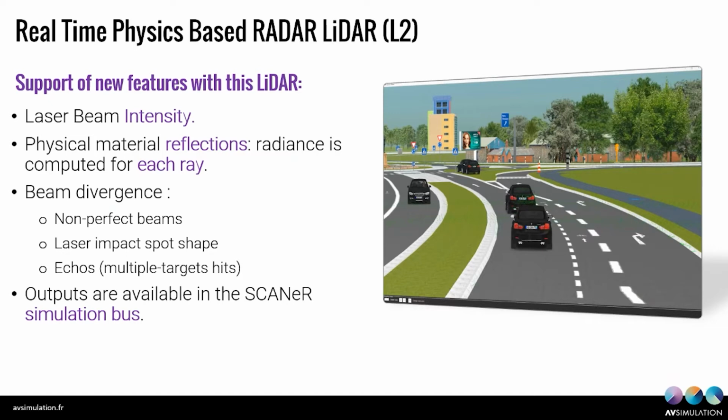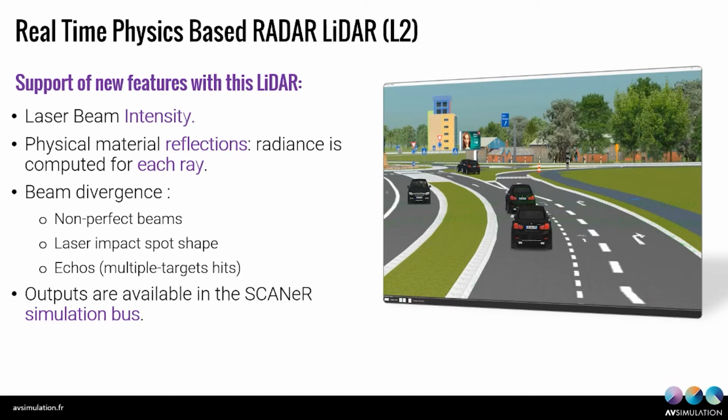of the laser beam. Also, as you can probably understand after this presentation, we will take into account the different properties of the materials in your terrain. The radiance of your LiDAR will be computed for each ray, and we will take into account the different physical properties of your scene. Also, for the beam of your LiDAR, you will be able to use non-perfect beams. So you can, for example, import your own shape of beams.